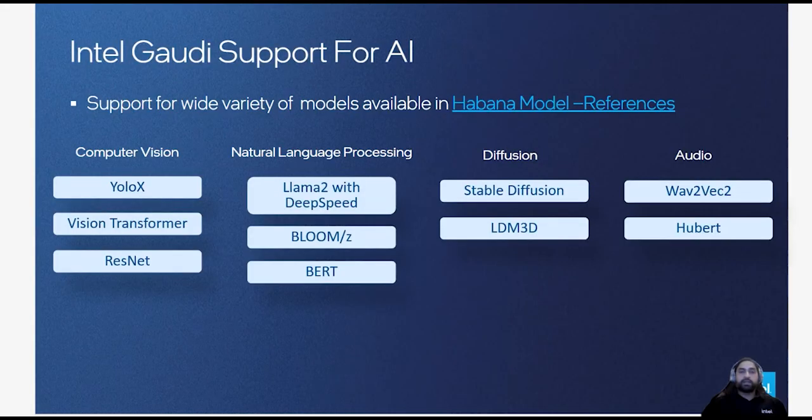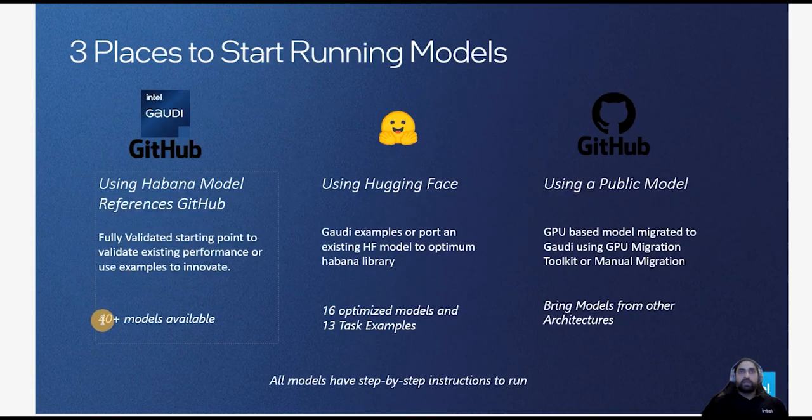Intel Gaudi supports various AI models across different domains, including computer vision, natural language processing, diffusion, and even audio models. You can find many of these on the Intel GitHub website. There's support for 40 plus models available on the Intel GitHub website. Other than that, we also support models from Hugging Face. You can use Hugging Face libraries and source code to run these models on the Gaudi 2 AI accelerator.